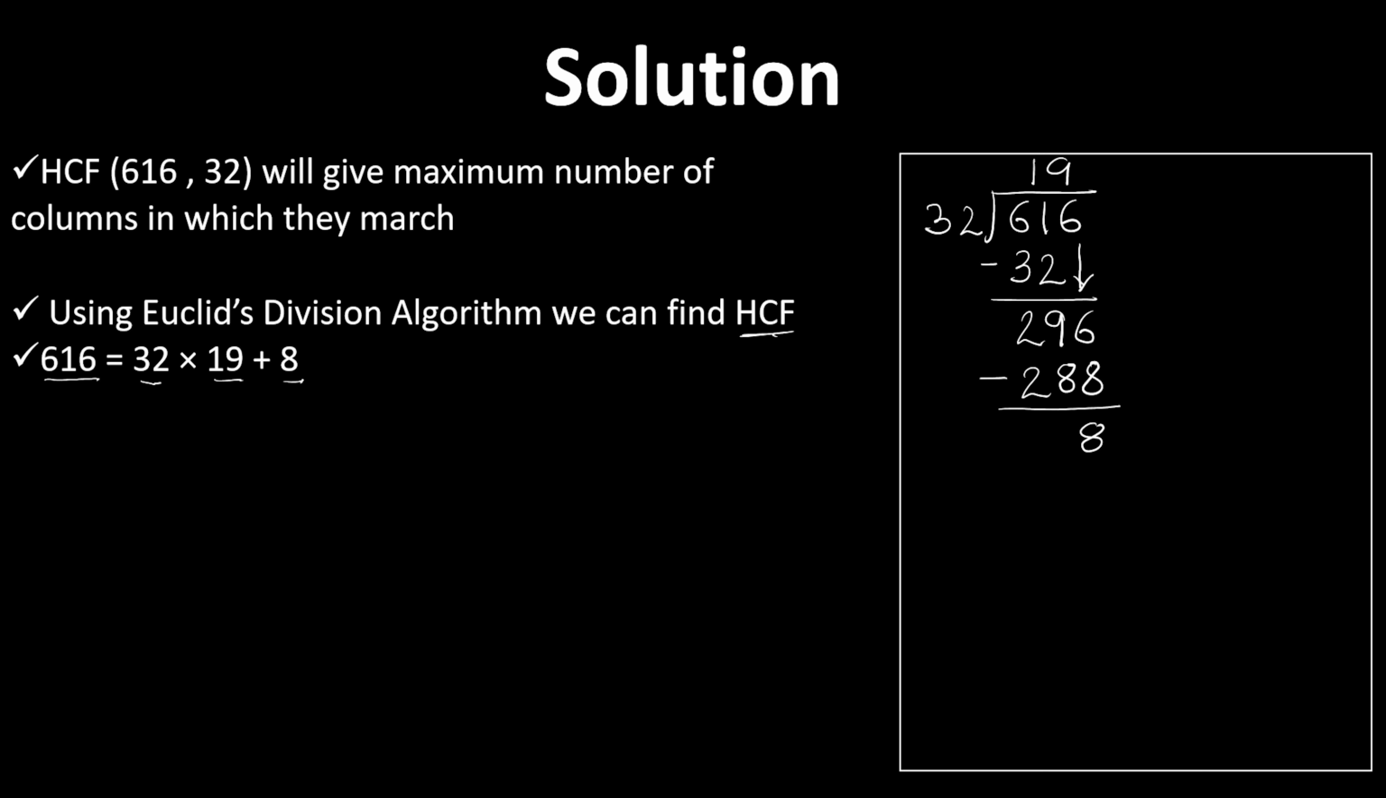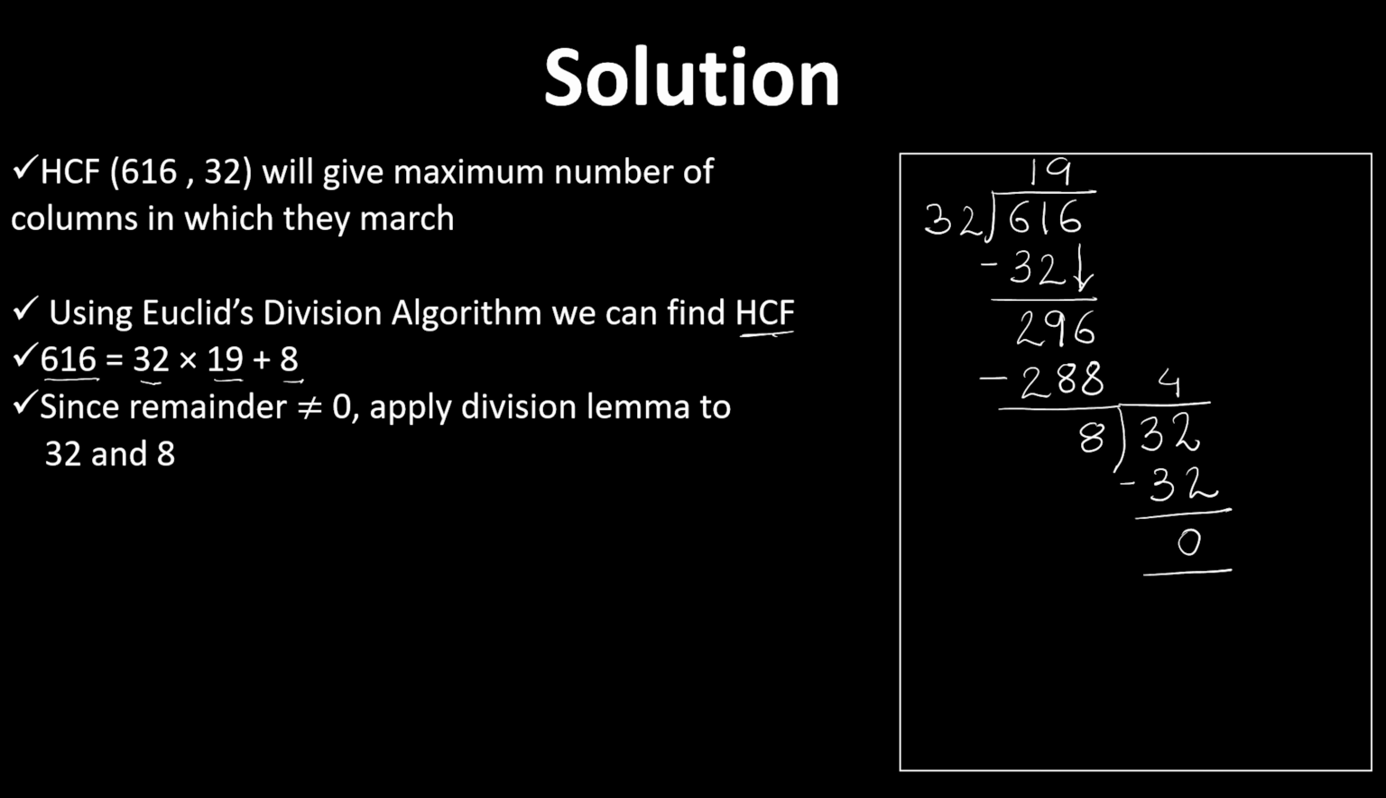Now in the next step, since remainder is not equal to 0, we are going to repeat this procedure of division, considering 8 as our divisor now and 32, which is the divisor of the previous step, we'll consider as our dividend now. So 8 fours are 32, and on subtraction we'll get a remainder of 0. So hence we observe that in this step we are getting a remainder of 0.